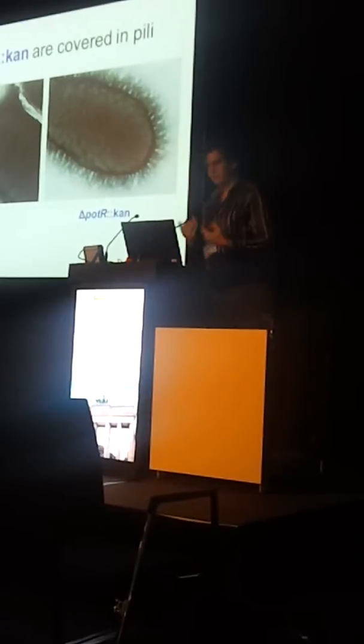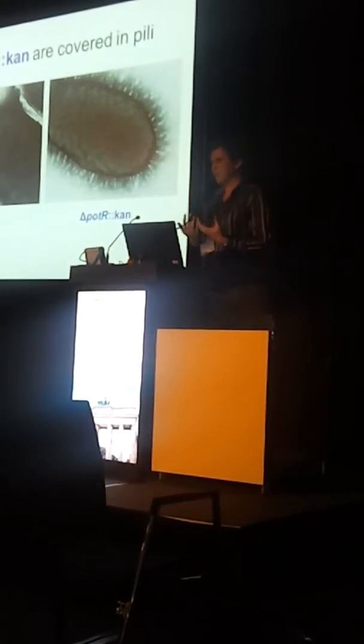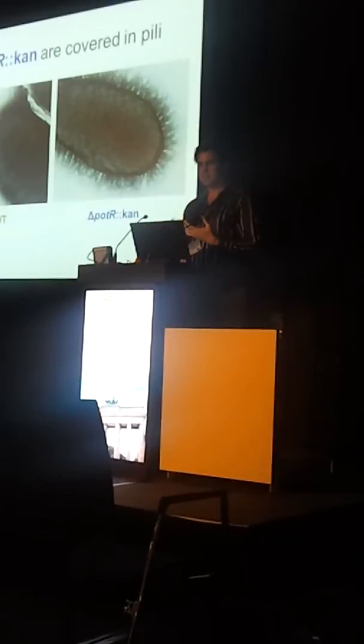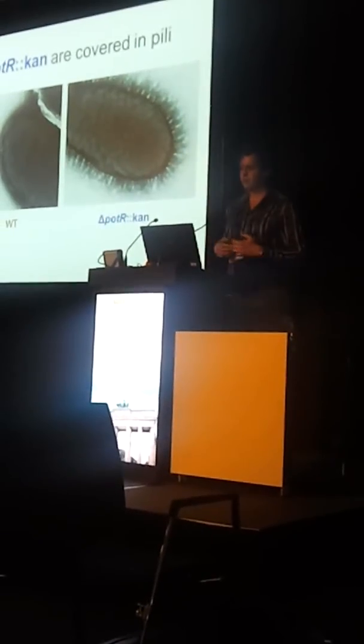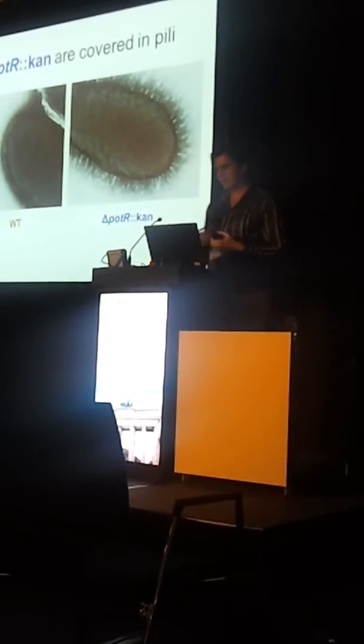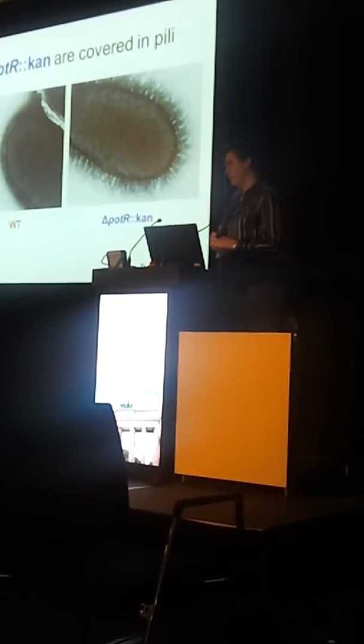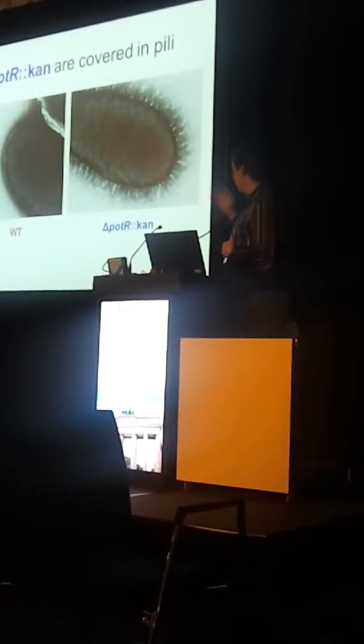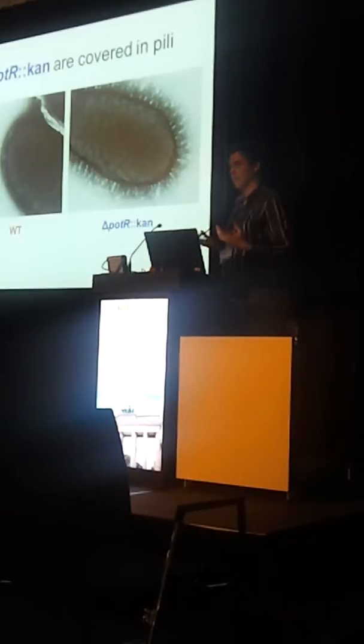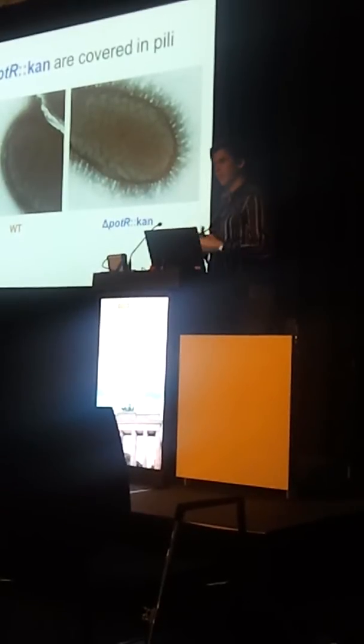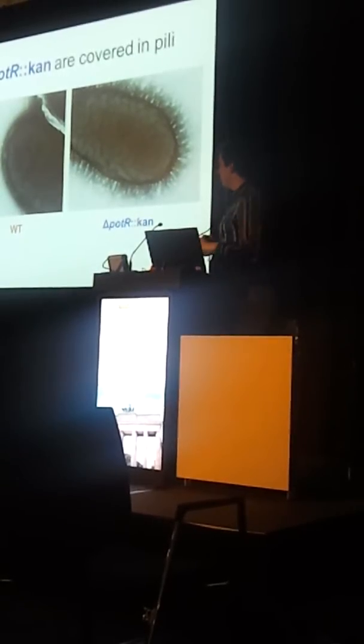So this agglutinating phenotype made enumeration through serial dilution impossible, so I decided the best way to further characterize this strain was through using microscopy. So you can see here two negative stain images, and you can see clearly that the POTR mutant is covered in pili, whereas the wild-type strain has very few pili and few type 1 fimbriae.